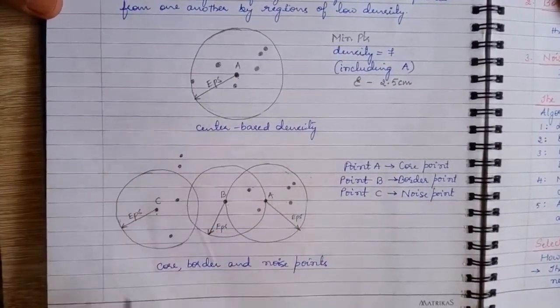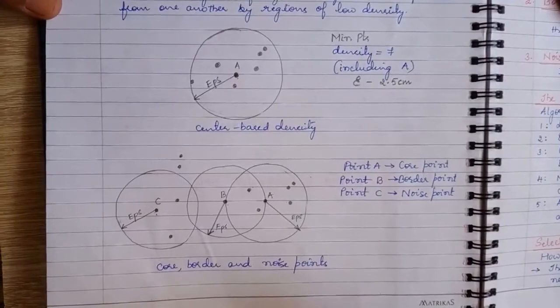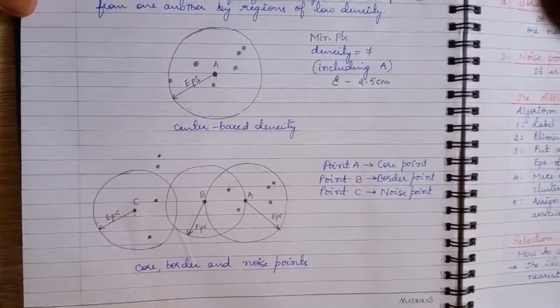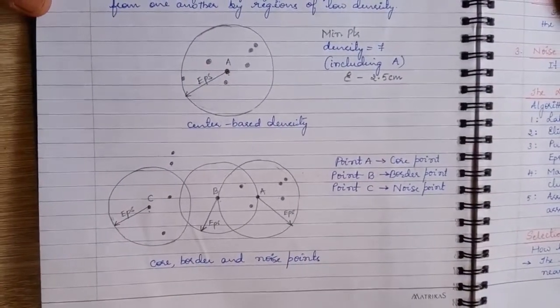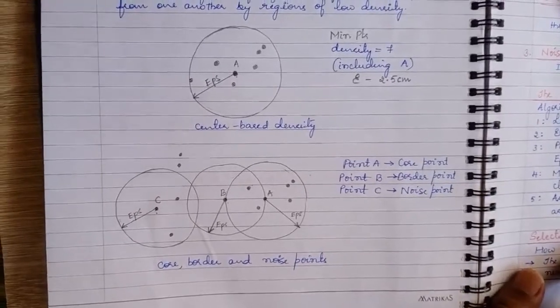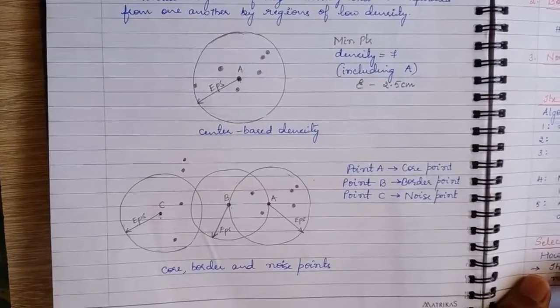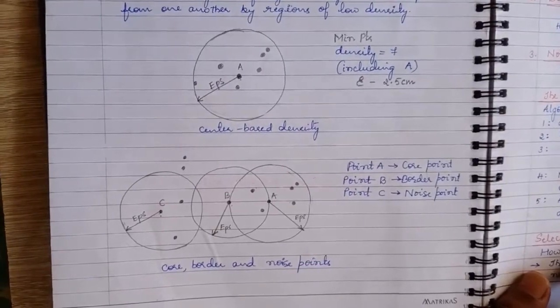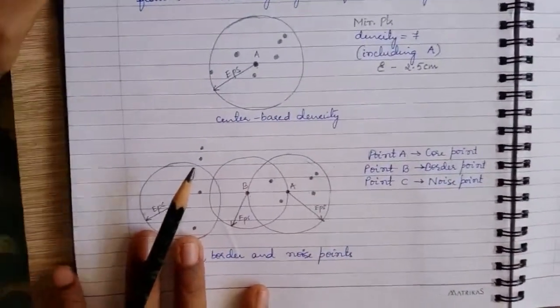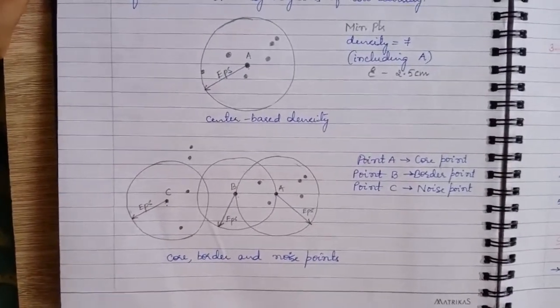So this is how you have to find out any point, whether it is a core point, border point, or noise point. This is the introduction to DBSCAN, and a few terminologies associated with DBSCAN. In the next session, we will try to solve problems on DBSCAN algorithm. Thank you.